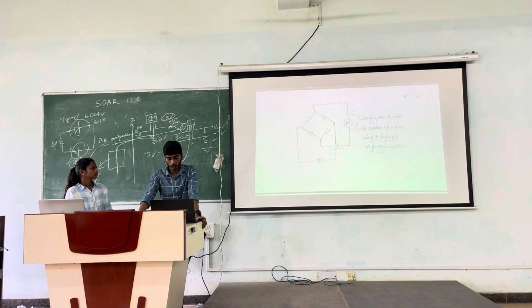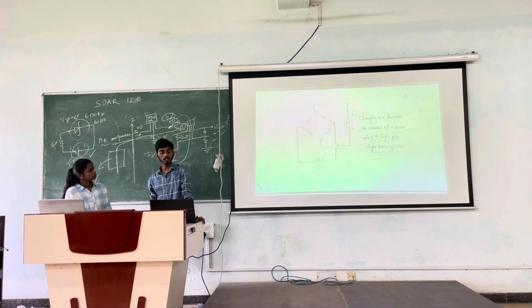Fine. So now you can see, when we change this configuration, the polarity of the motor is also getting reversed. So the direction of the motor is now reversed. Earlier it was rotating clockwise. Now it will rotate anti-clockwise. Fine. So we are just using this commutator circuit, it is called, to change the direction of rotation of a motor using SPST switches. Okay.